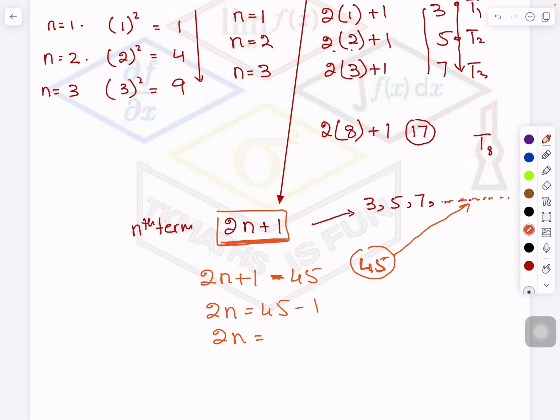And algebraically, you know the solution. So I got the value of n, which is 22. So I will say yes, the term 22 will give me the term 45. So you understood? We will do more of this type of question.